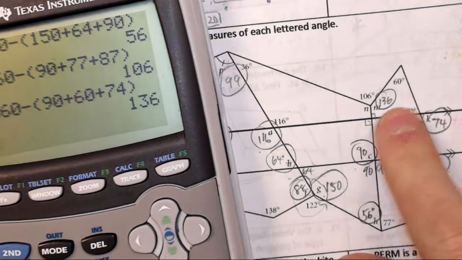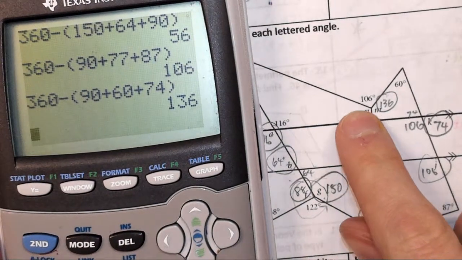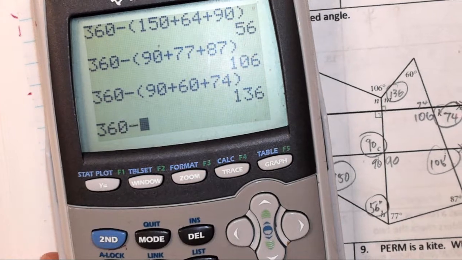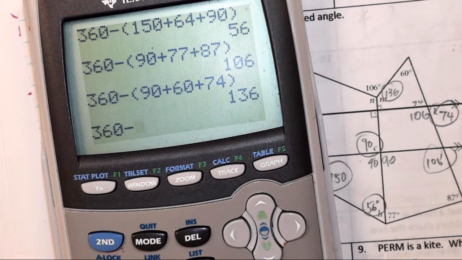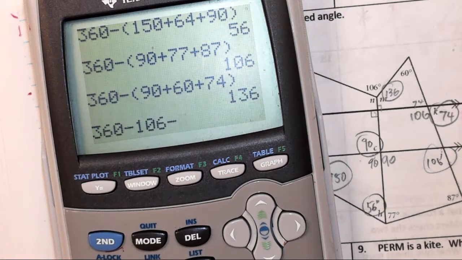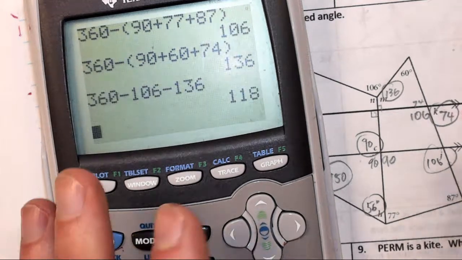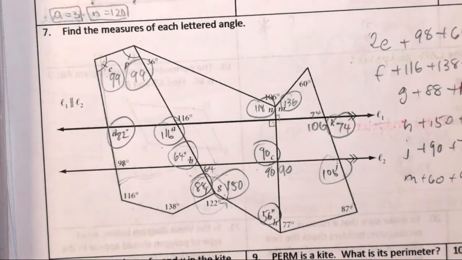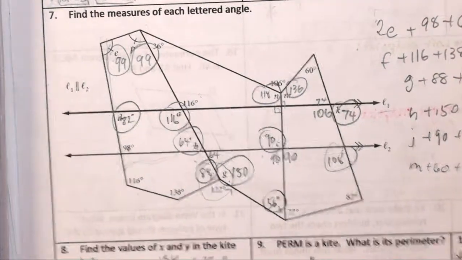And then finally, N is whatever's left over from those two from 360. 360 minus 106 minus 136 equals 118. And that concludes our 1 billion angles that we just found in that diagram.